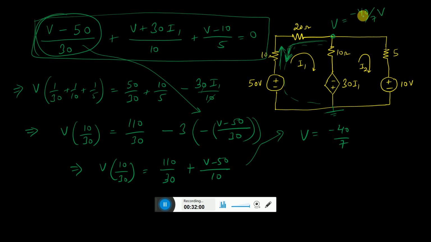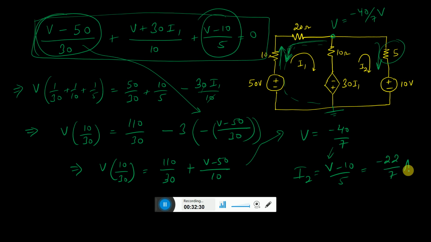Now once you get the value of V, can I find the value of I1 here, or the value of I2? Let us find the value of I2. I2 is the current in the mesh, right? So I2 is also the current flowing through this 5 ohm. So what is the current flowing through the 5 ohm? It is V minus 10 by 5. So I2 equals V minus 10 by 5. Substitute the value of V over here, and you will find I2 is minus 22 by 7 ampere.